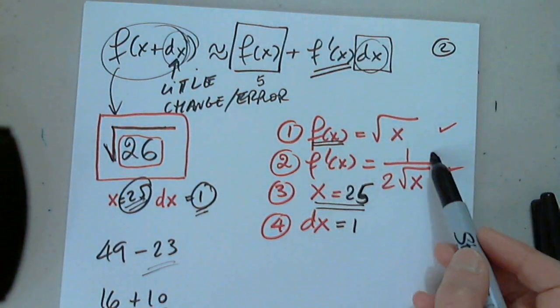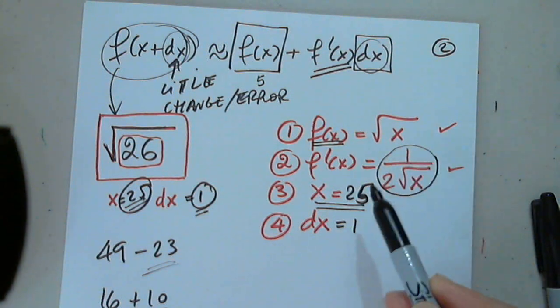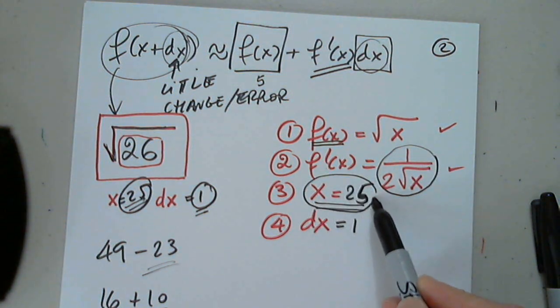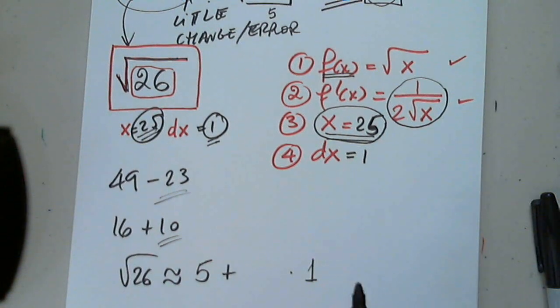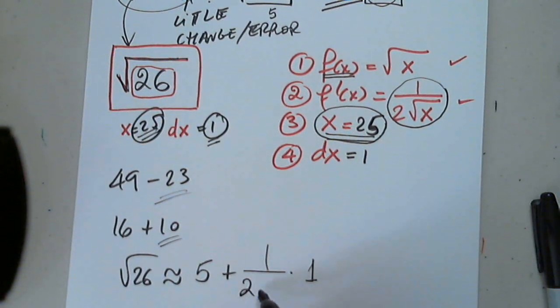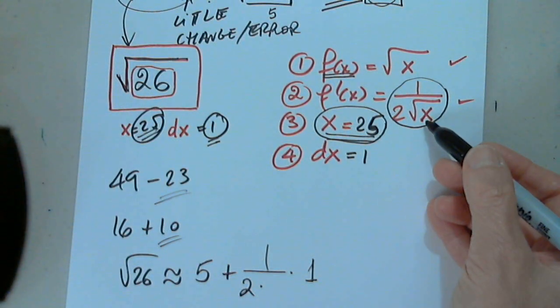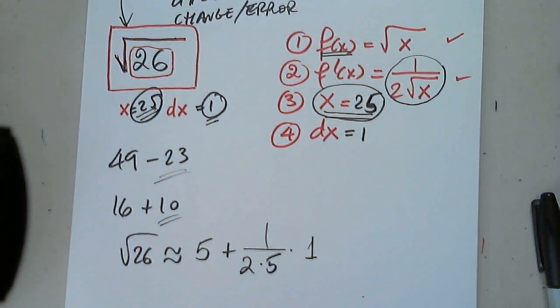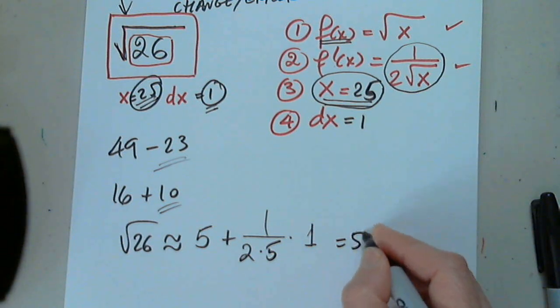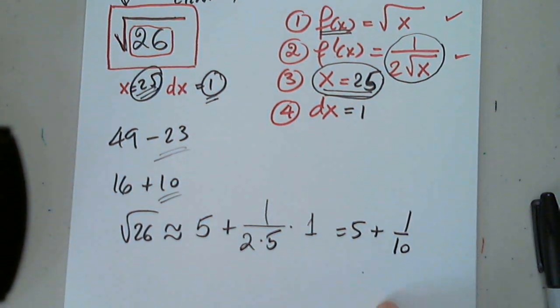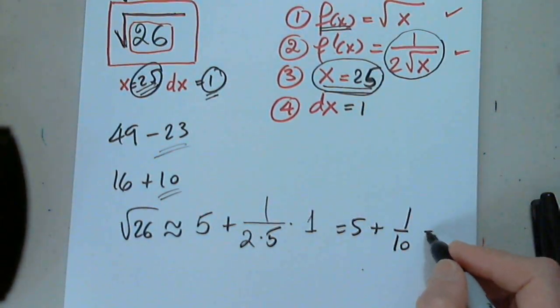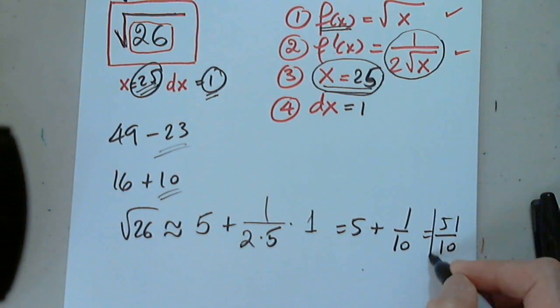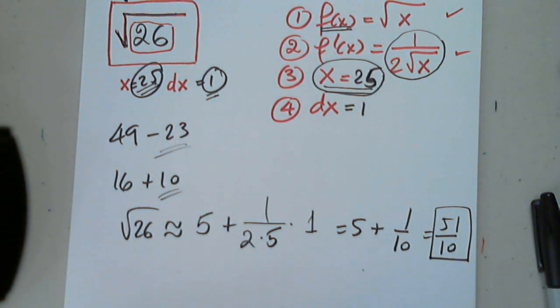What do I replace f prime by? Careful, f prime is here and x is here. Is it going to be 1 over 10? 1 over the square root of 25, which is 5. 1 over 10, indeed. So this is 5 plus 1/10, or 51 over 10. And this is it. This is how we approximate.